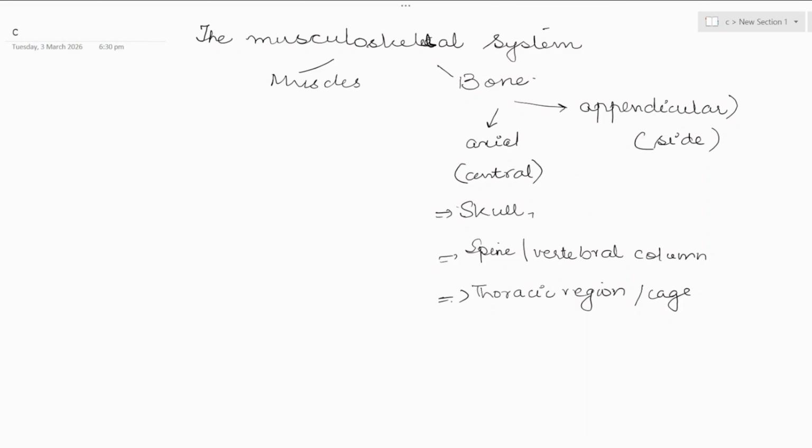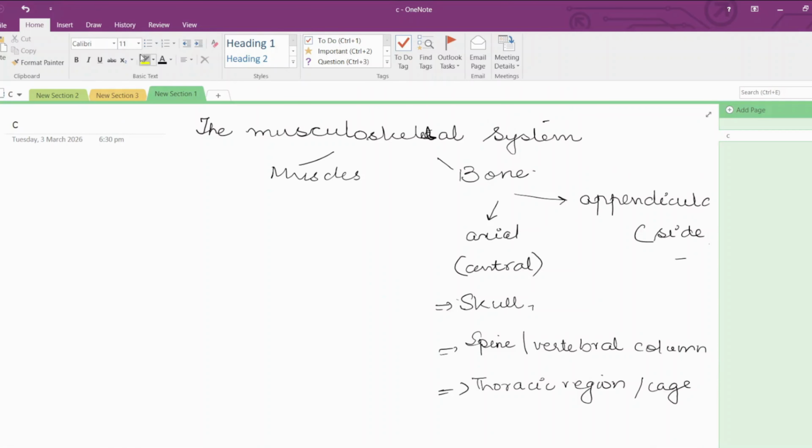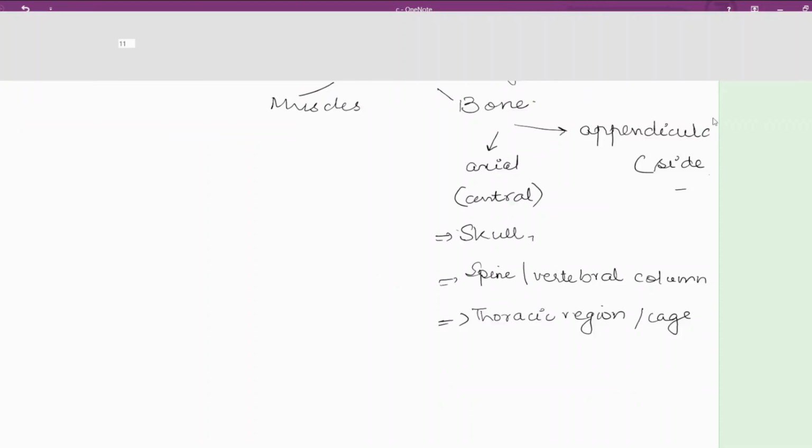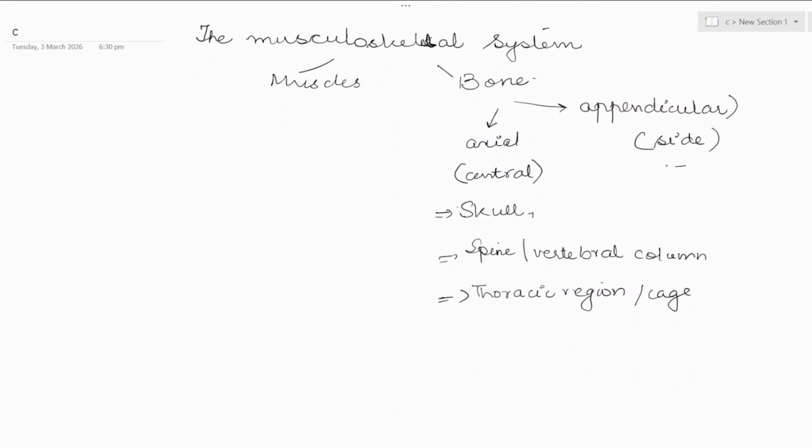When we talk about the appendicular one, these are the side ones, let's say. So let's discuss. We have arms and legs on the sides. These are called limbs. Let me change the color to differentiate. So we have arms and legs, and these are called limbs. What do we call arms and legs? As limbs. Upper limbs and lower limbs.